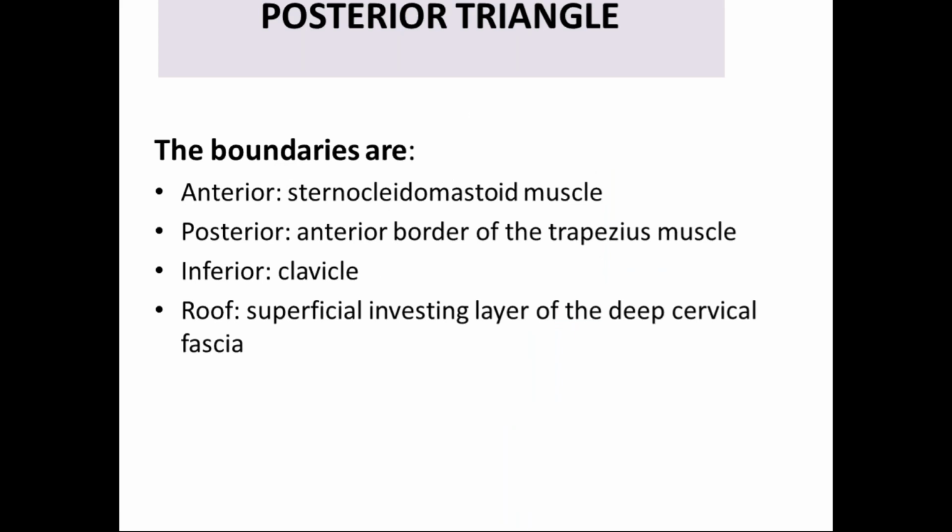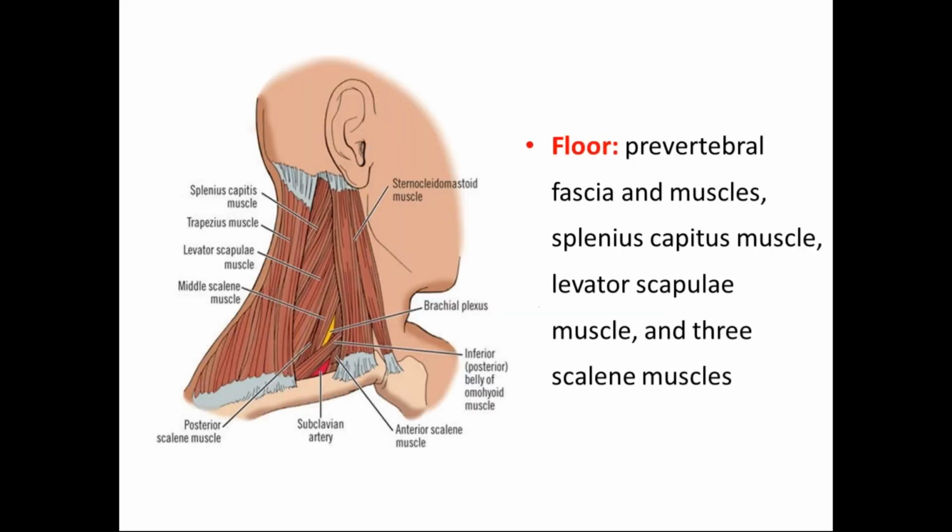The posterior triangle boundaries are anteriorly the posterior border of the sternocleidomastoid muscle. Posteriorly, there will be the anterior border of the trapezius muscle. Inferiorly, clavicle. Roof will be superficial investing layer of the deep cervical fascia. This part.